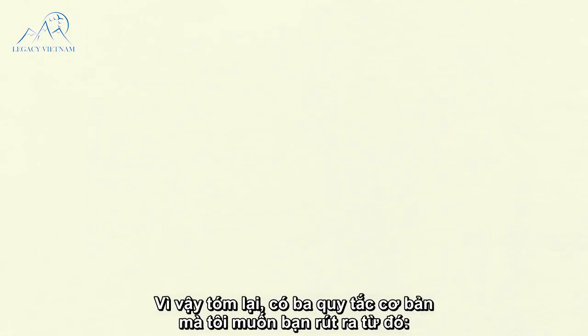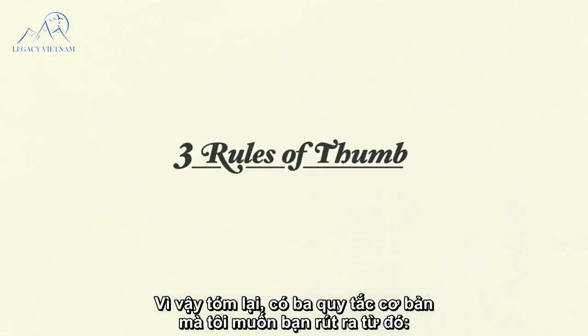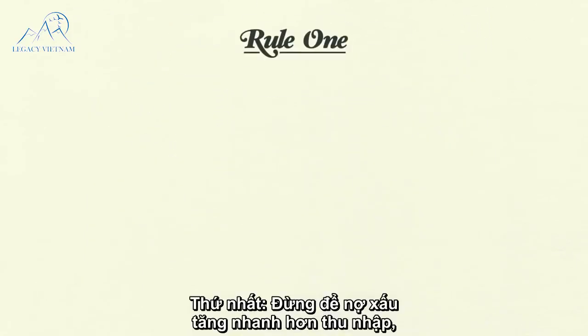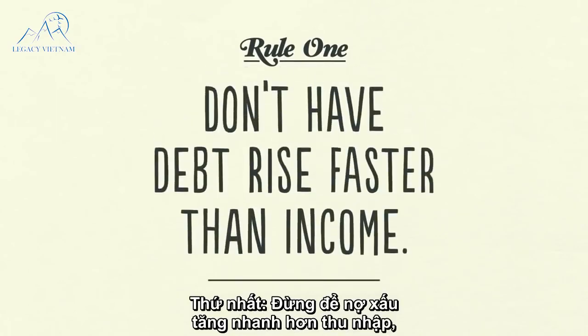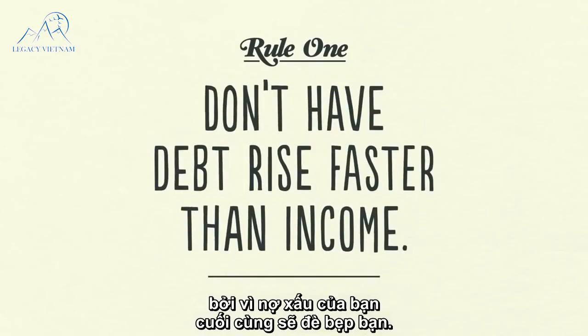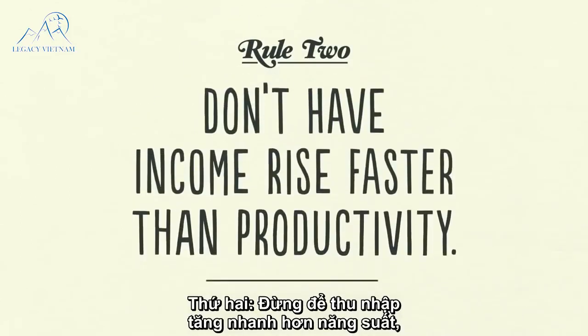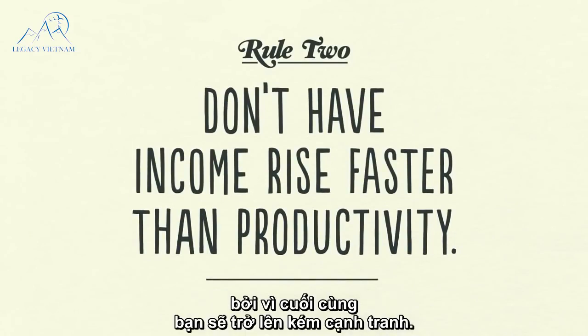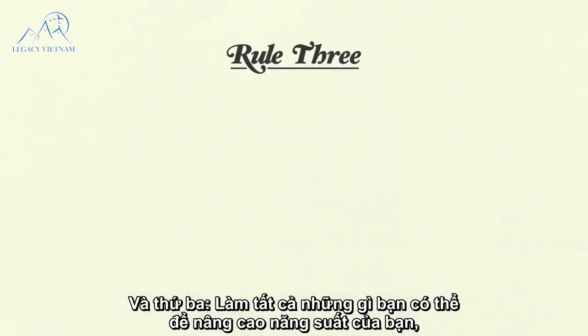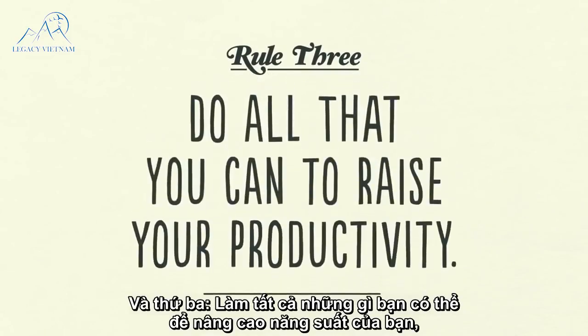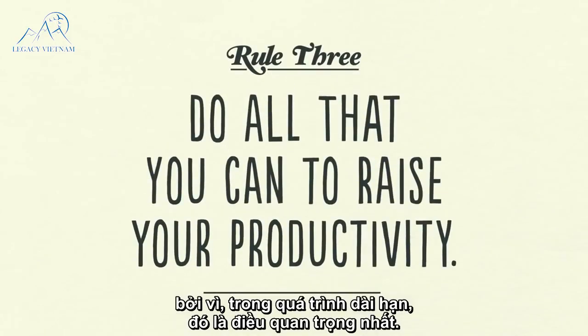So, in summary, there are 3 rules of thumb that I'd like you to take away from this. First, don't have debt rise faster than income, because your debt burdens will eventually crush you. Second, don't have income rise faster than productivity, because you'll eventually become uncompetitive. And third, do all that you can to raise your productivity, because in the long run, that's what matters most.